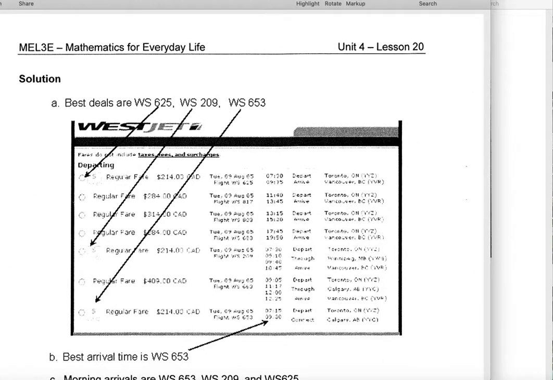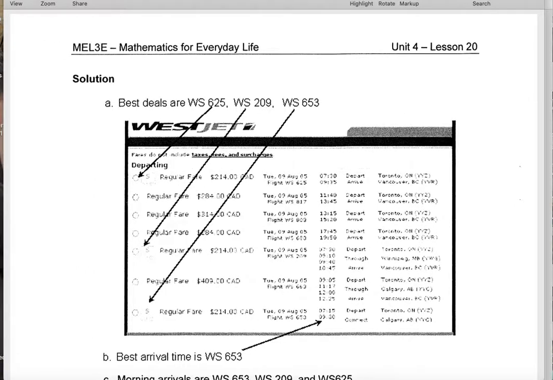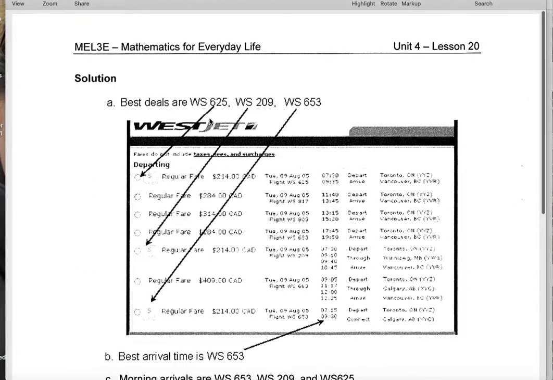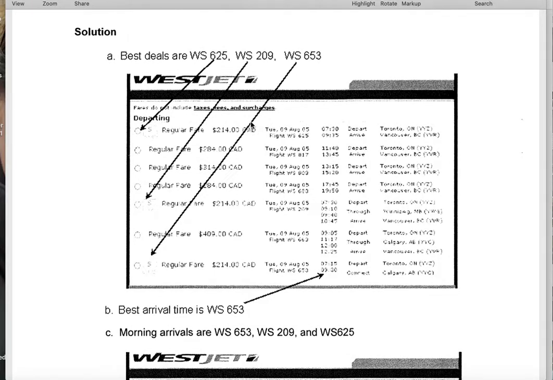So if we look at the answers, the best deals are the ones that are the cheapest. So this fare, flight number WS 625 from Toronto to Vancouver is $214. WS 209 is also $214, and finally the last one is also $214. So best deals, we're looking for the cheapest flights.